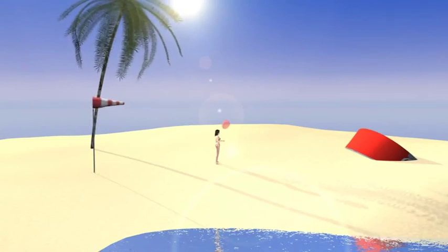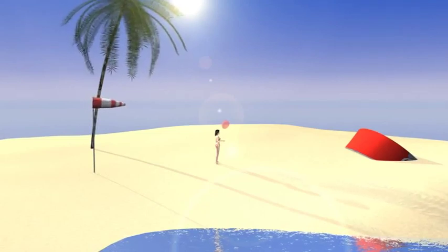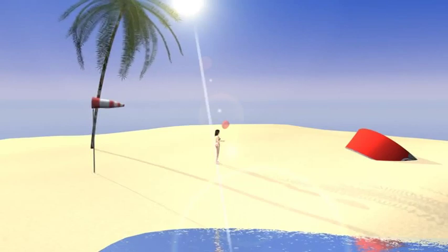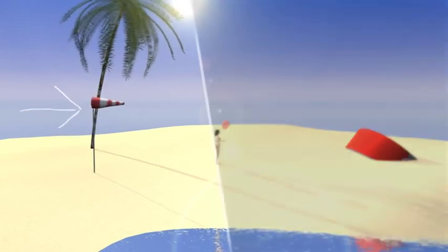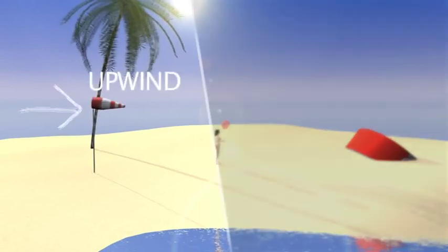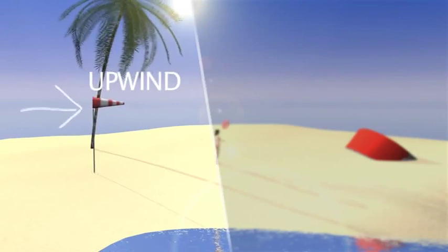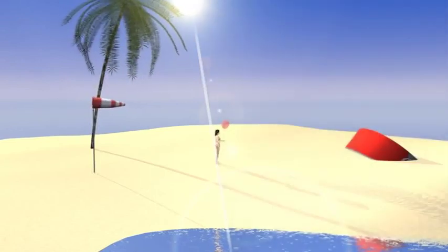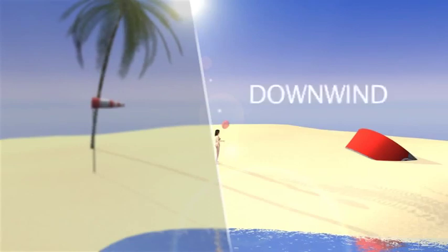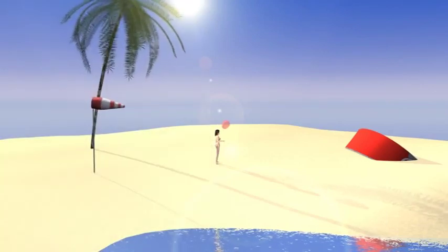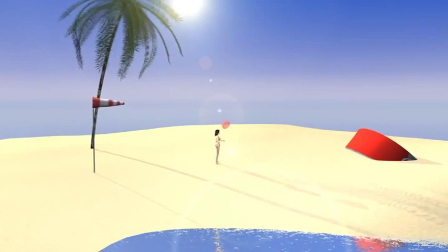In this case, the wind comes from behind the kite surfer, and so the zone behind her is called the upwind zone, and the zone in front of her is known as the downwind zone. Once the balloon has been released, it will float downwind toward the kite.